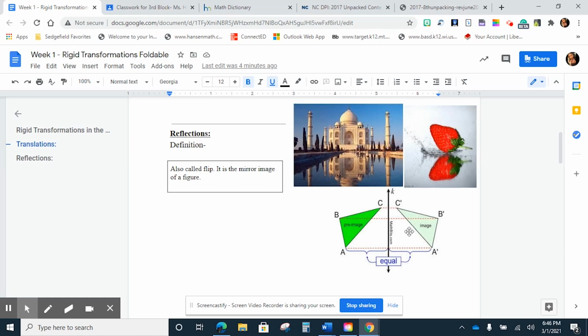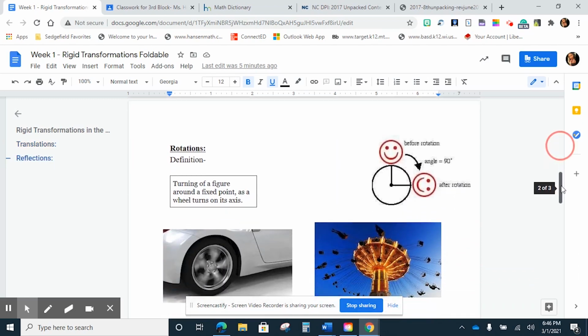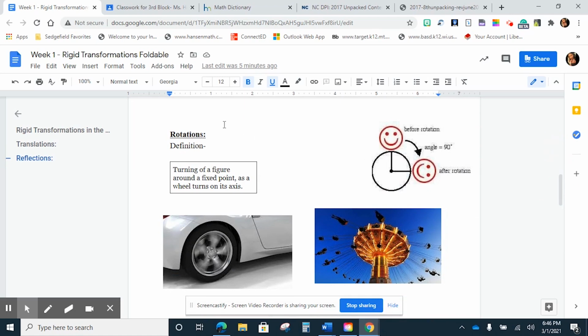When you look at the mathematical example that usually is seen in the classroom, this line of symmetry here is dividing the two images. You have your pre-image, the original image, being flipped over this line of symmetry, which is typically the y-axis, creating the new image. The third rigid transformation is called a rotation.